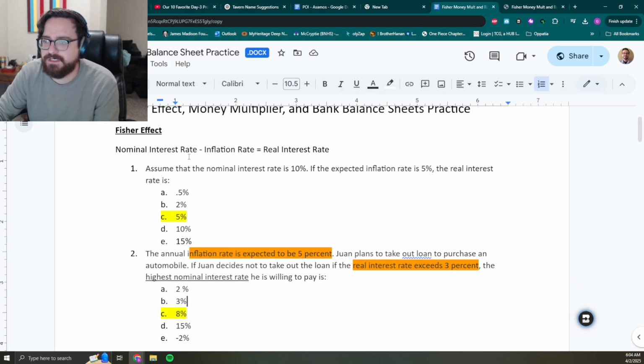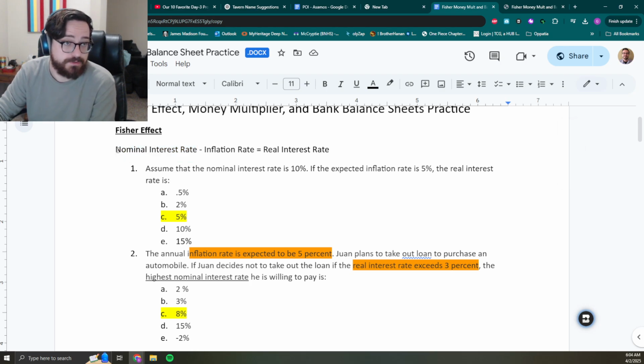8% would be our answer here, because the highest nominal interest rate he would be willing to pay is whichever one would get him to 3%. He'd obviously be willing to take out a cheaper loan than this. This is just saying worst case scenario. If he knows the inflation rate is going to be about 5%, then the highest nominal rate he'd be able to take out is 8%.